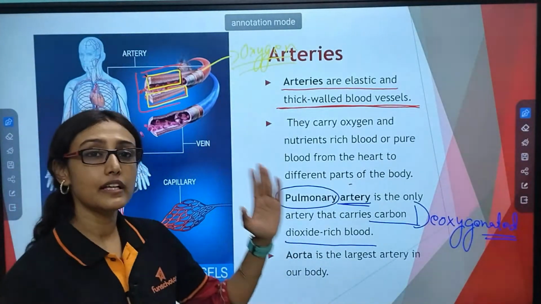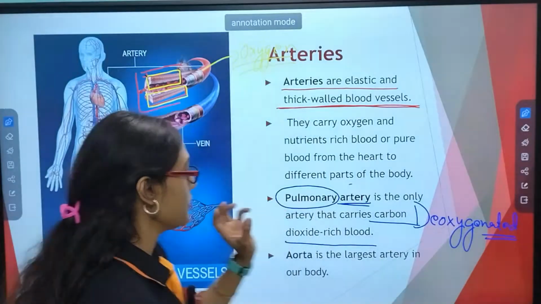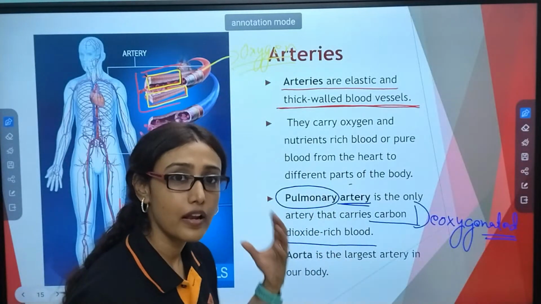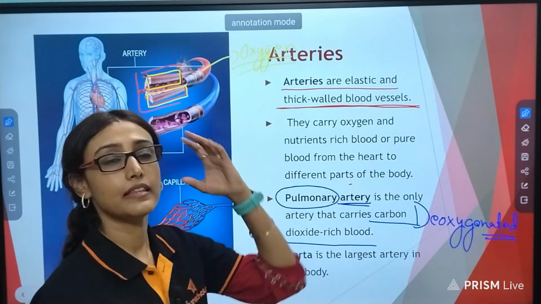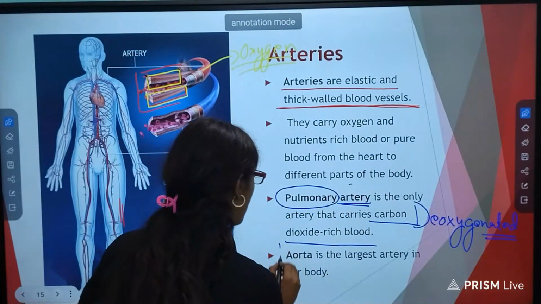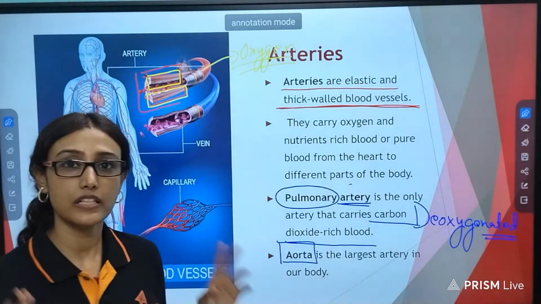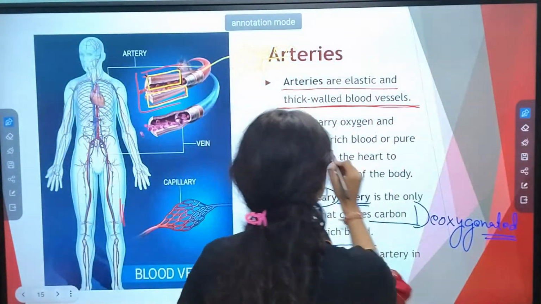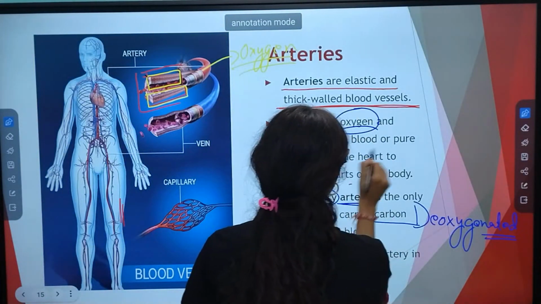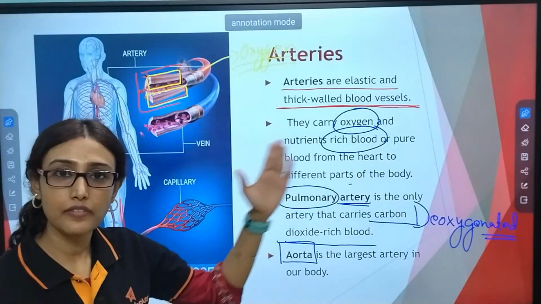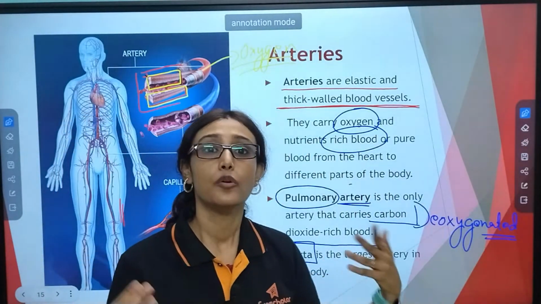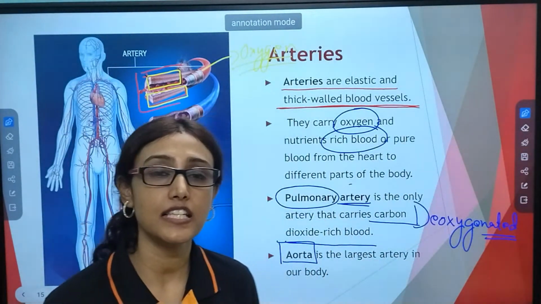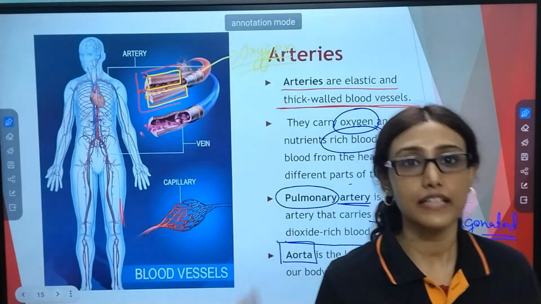Now the name of the largest artery. We will come to this point in our next slides, but for now you just know that the largest artery is called aorta. A for artery, A for aorta. So arteries carry oxygenated blood, and if I add pulmonary to artery, it becomes the pulmonary artery, which carries the opposite, deoxygenated blood. And the largest artery is named aorta.